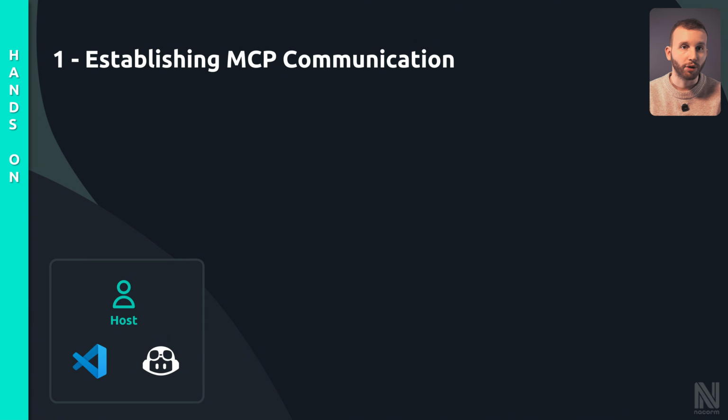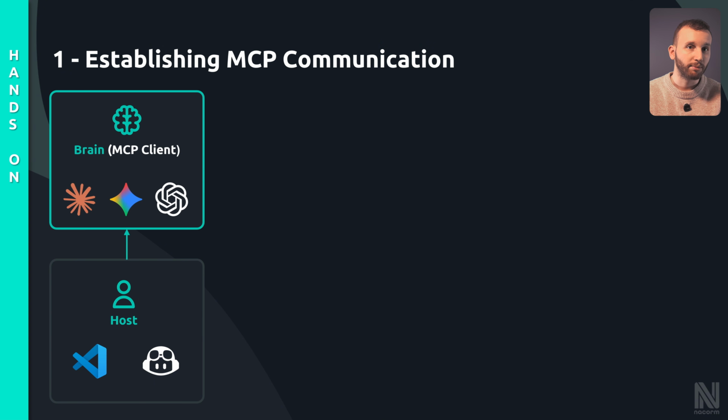In the first part, you set up the 3 core components of any MCP system. At the bottom, you have the host. That's VS Code with Copilot. It's the application the user interacts with. Above it, you have the brain. That's the MCP Client, the LLM that reasons about what tools to call. In our case, the brain is powered by whatever model Copilot is using, whether that's Claude, GPT, or Gemini.